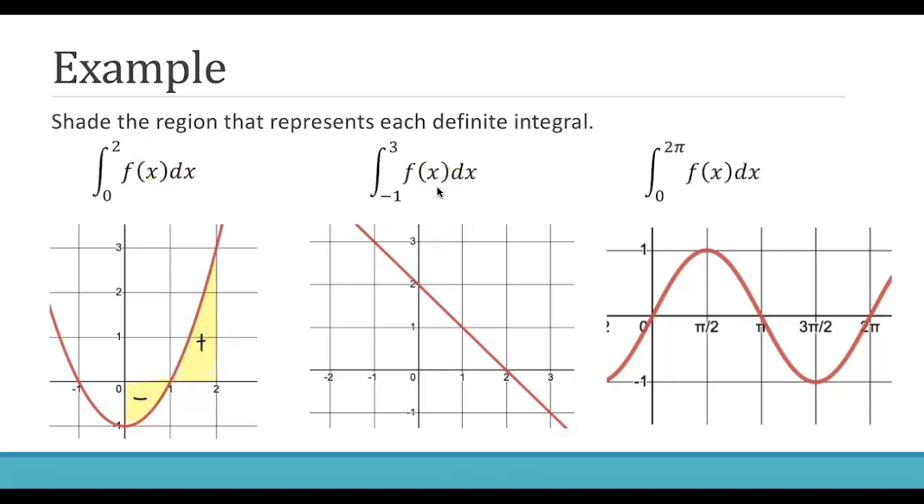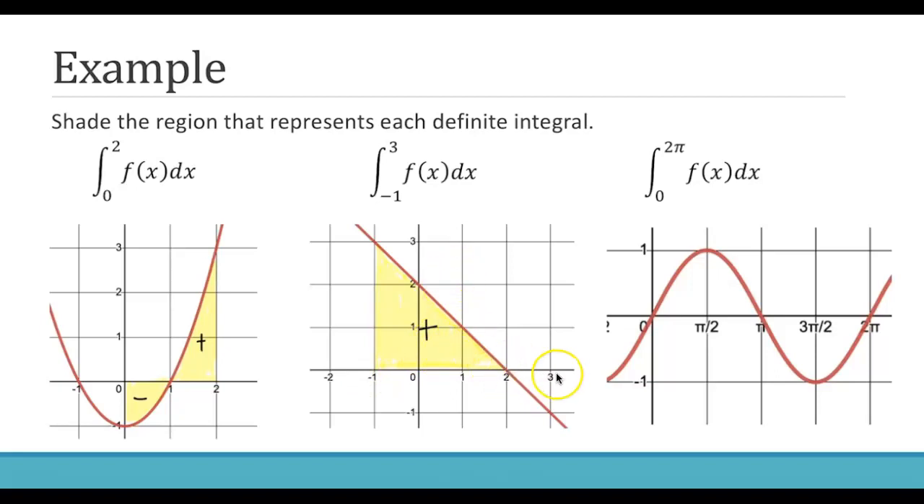Now for the second one, we have the definite integral from -1 to 3 of f of x dx. So -1 to 3 is the set of x values we're looking at. So we're going to go ahead and shade the region between the function and the x-axis between -1 and 2. I'm going to highlight that region, which forms actually a perfect geometric shape. It's a nice triangle.